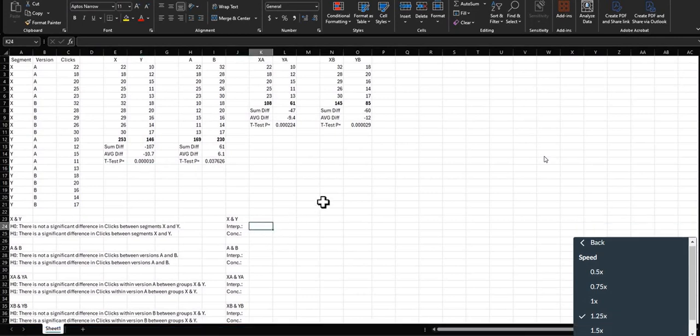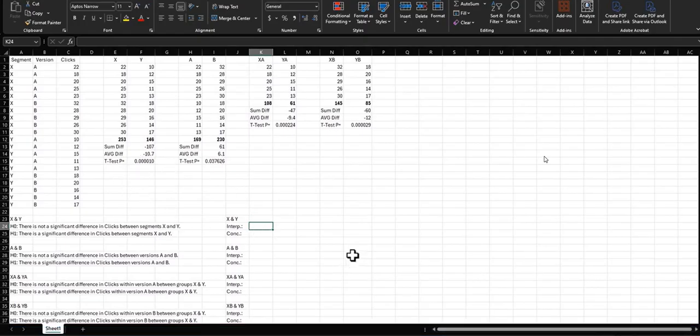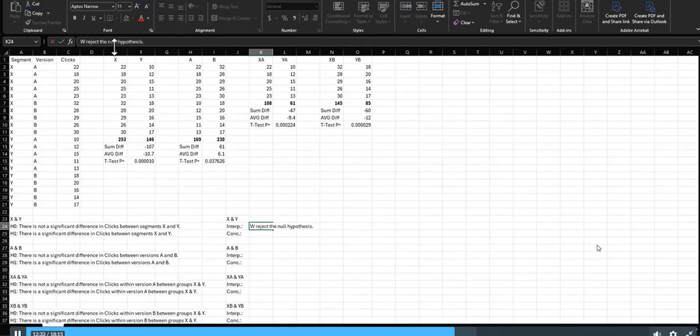So, if we're going to do an interpretation of the xy, remember we have our null hypothesis of there is not a significant difference in cl6 between x and y. The alternative is there is a significant difference in cl6 between x and y. Then our interpretation of that t-test is we reject the null hypothesis.